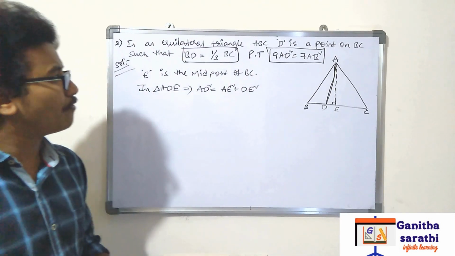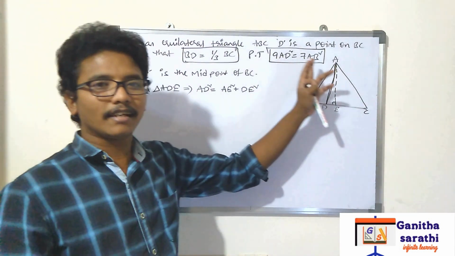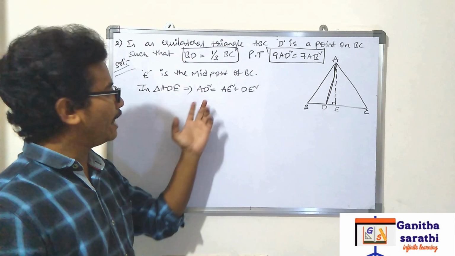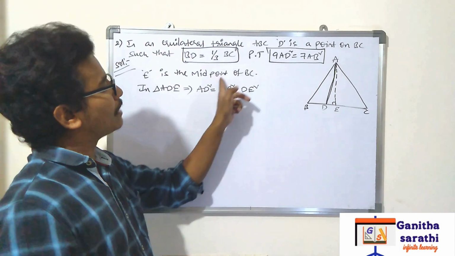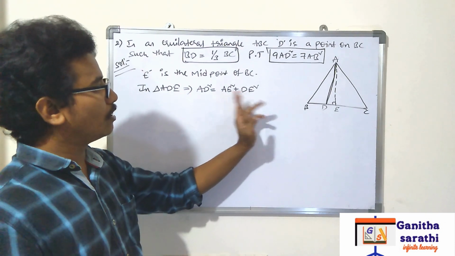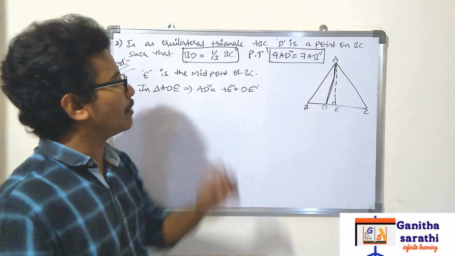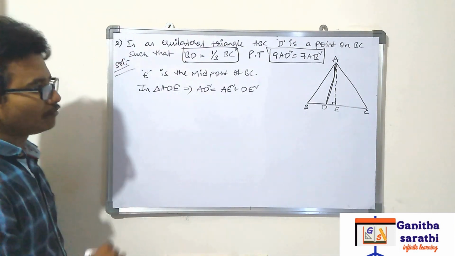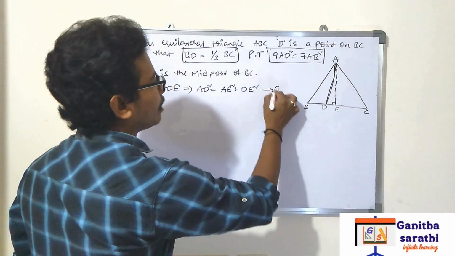In the proof, what we have to prove is 9AD square is equal to 7AB square. Already on the left hand side we have 9AD square, which means the right hand side, these two line segments should be converted into AB. How will we convert? See here. Now take it as equation number 1.